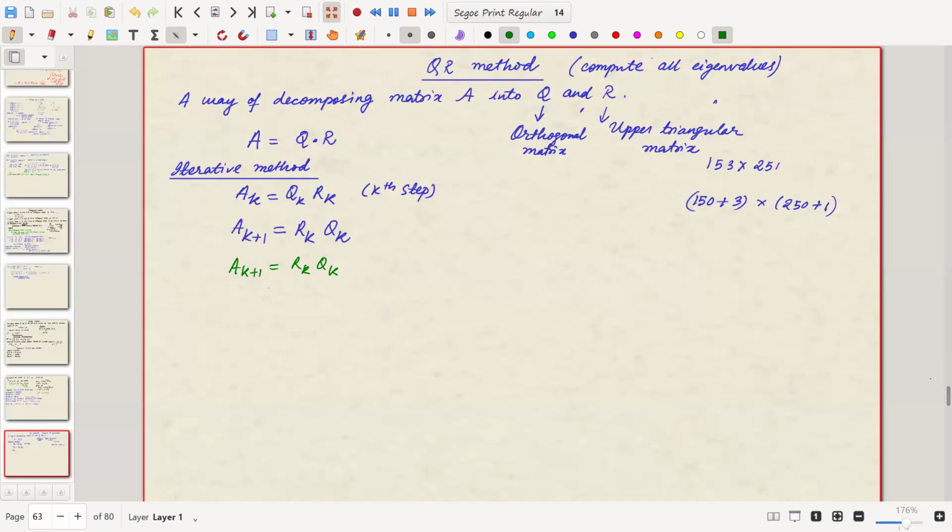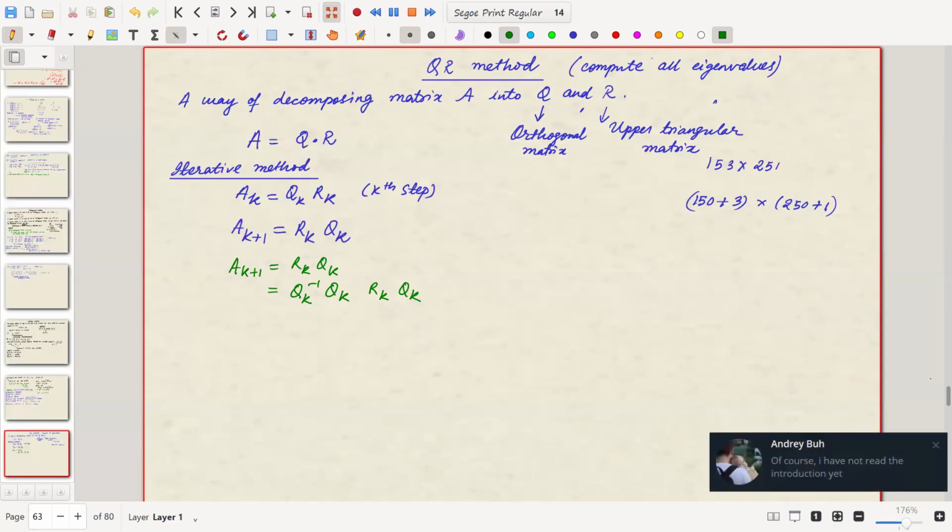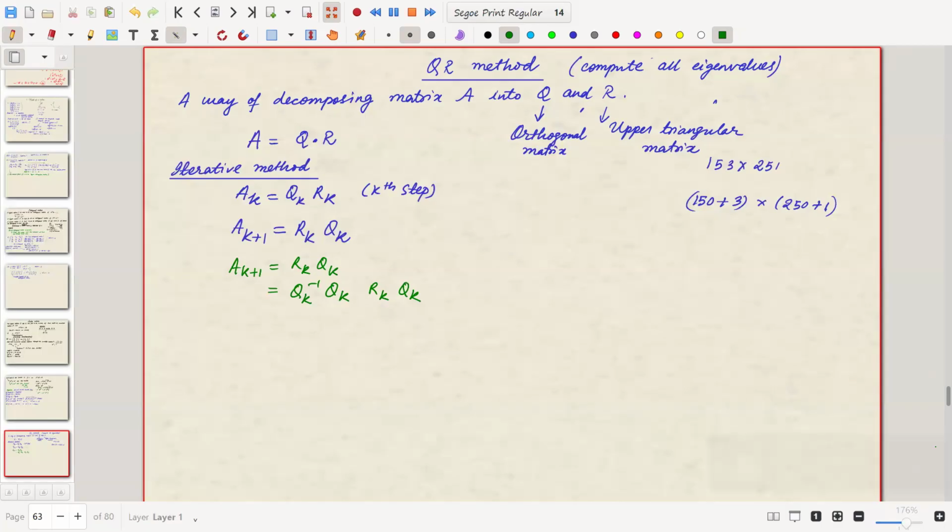Fine. Now, is it correct if I write the next statement? Why? I did not do anything new. What I did is I multiplied Q_k inverse and Q_k, and those two multiply to identity. Multiplying identity to a matrix doesn't change anything, right? Is it okay with you?